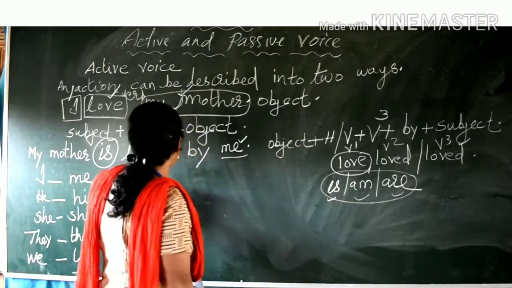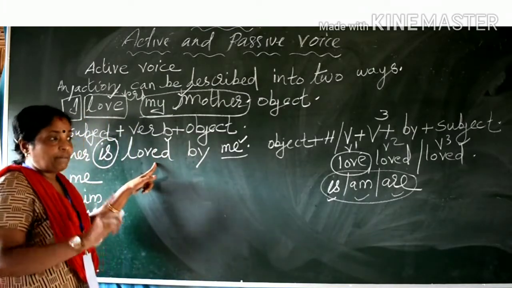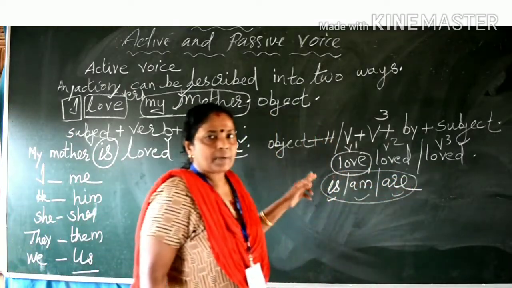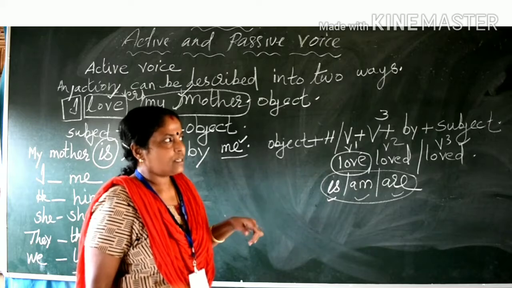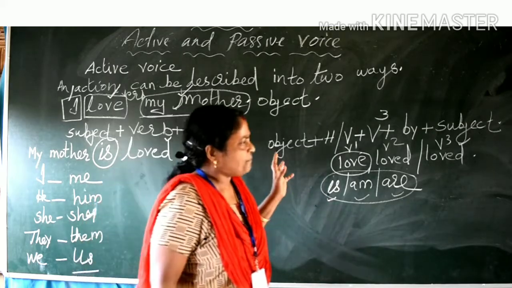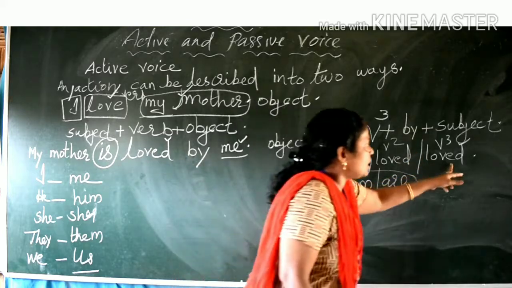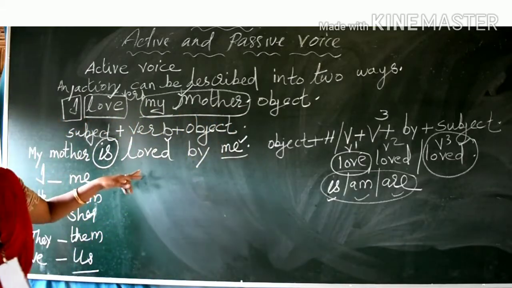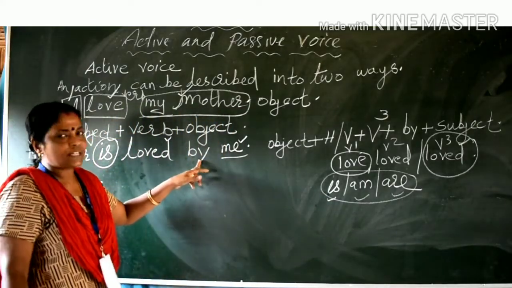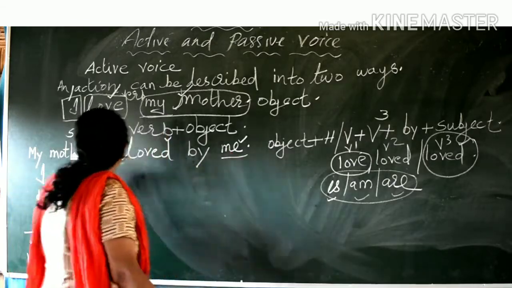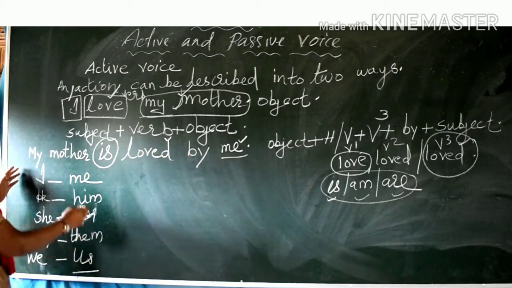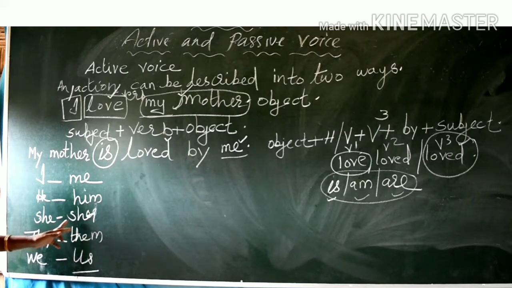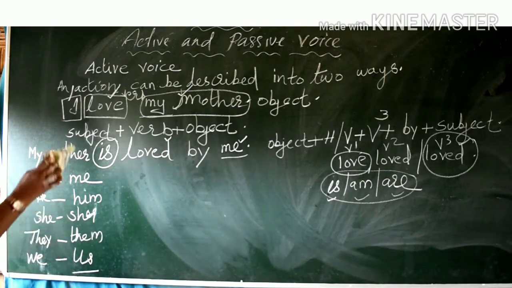And next step is third form of the verb. Every verb has three forms: laugh, laughed, laughed; come, came, come; eat, ate, eaten; rise, rose, risen. So every verb has three forms. And the third one, don't forget, only the third form will be written in the passive voice. And after that always by. And subject will go last. That subject change I have already written here. I will change into me, he will change into him, she will change into her, they will change into them.